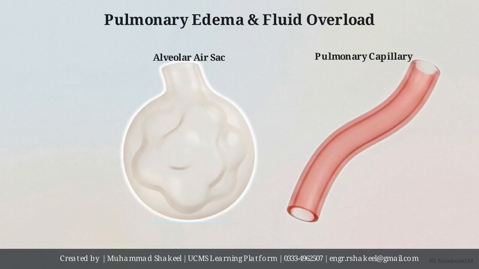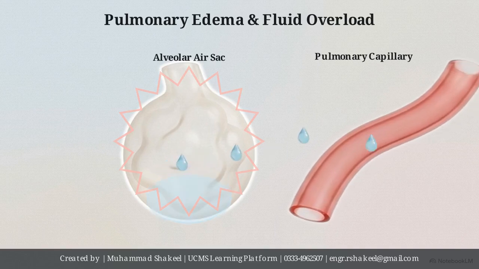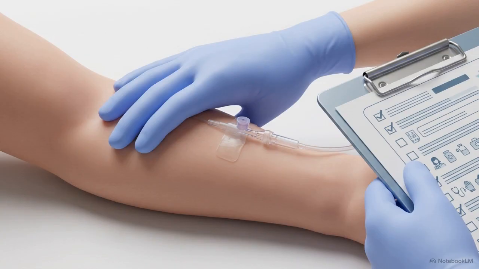Excessive isotonic fluids overload the circulatory system. Fluid leaks from pulmonary capillaries, flooding alveolar air sacs. This presents with rising respiratory rates, crackles, and bounding pulses. Immediate nursing intervention dictates stopping the infusion, elevating the bed, and administering diuretics to clear excess fluid. Identifying localized IV site complications like phlebitis and infiltration during routine checks prevents these minor equipment issues from escalating into systemic circulatory crises.